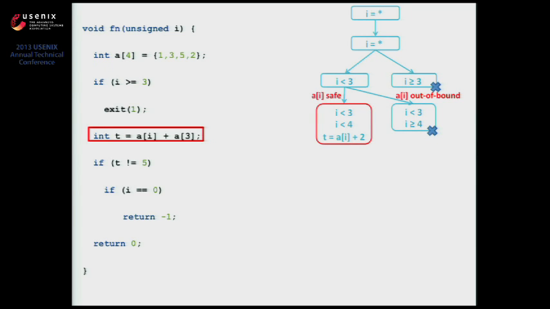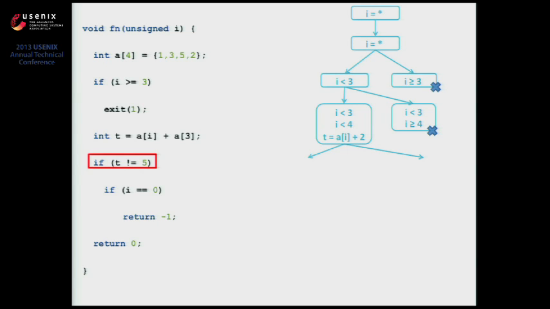Then we move on to the other state in which A of I is a safe access. You'll notice here that we incorporated a constraint on T. Notice how we were able to evaluate A of 3 to a concrete value 2 simply by looking it up in the array, whereas we left A of I as a symbolic expression. This is an example of the power of the technique: it's able to reason about accesses to arrays by indexes that could take on a range of different values.